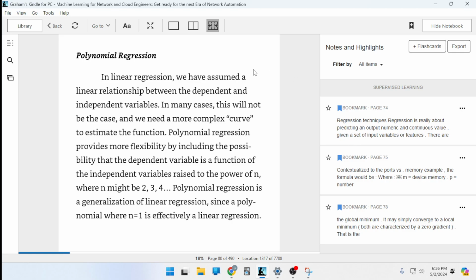All right, so the next type of regression is polynomial regression. In linear regression, we have assumed a linear relationship between the dependent and independent variables. In many cases, this will not be the case, and we need a more complex curve to estimate the function. Polynomial regression provides more flexibility by including the possibility that the dependent variable is a function of the independent variables raised to the power of n, where n might be 2, 3, 4, and so on.